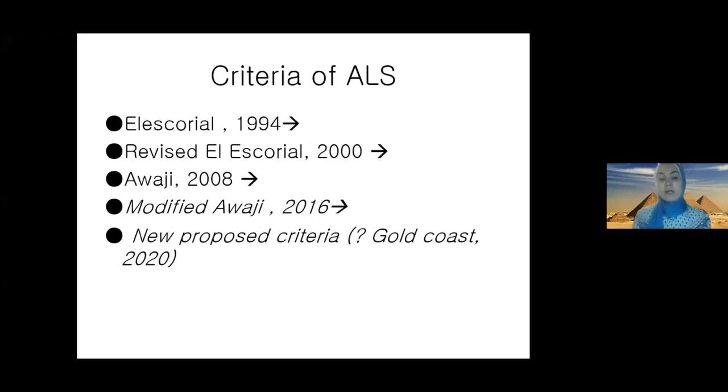So they added this category to the El Escorial. And then Awaji came in 2008, and Awaji would be the biggest change from El Escorial. How did it change? It added the validity of fasciculations as an active denervation. Previously, active denervation would have only been stated if we found positive sharp waves and denervation potentials. But in Awaji, the scientists said, wait a minute, fasciculations are the earliest sign.